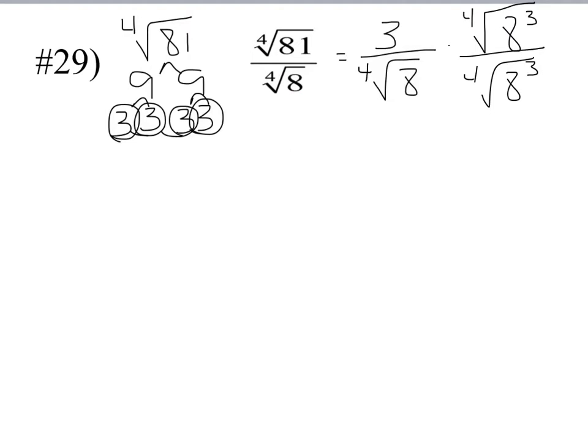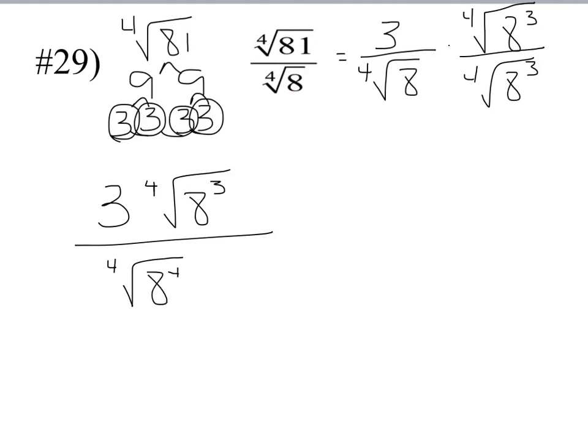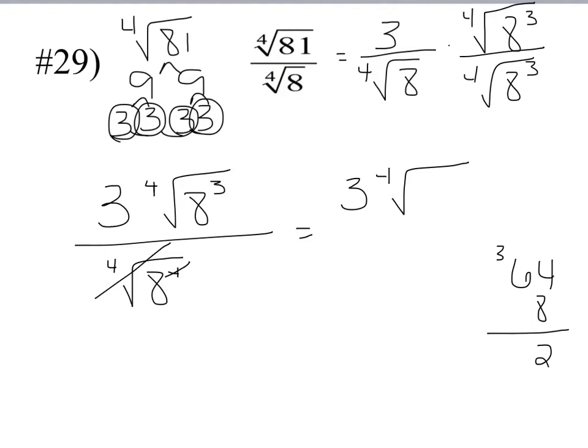Okay, so when I multiply the numerators together, I get 3 times the fourth root of 8 cubed over the fourth root of 8 to the fourth. The fourth root and the 4 cancel each other, leaving me 3 times the fourth root of 8 cubed, which is what? 64 times 8, which is 512. The fourth root of 512 over 8.